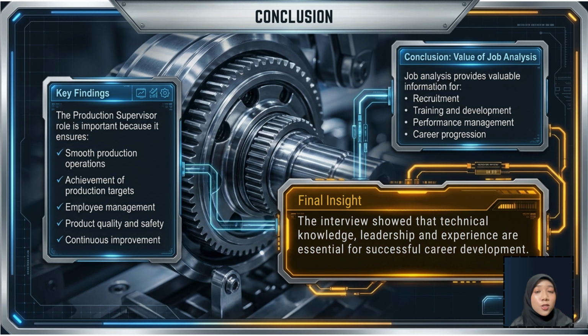In conclusion, this job analysis provides a clear understanding of the production supervisor position at Valeo Malaysia CDA Bhd. From the research findings and interview session, it can be concluded that a production supervisor requires a combination of technical knowledge, leadership skills, communication ability, problem-solving skills, and strong responsibility. The position is not only focused on monitoring production, but also involves managing employees, solving operational problems, achieving KPIs, ensuring safety, and supporting continuous improvement.